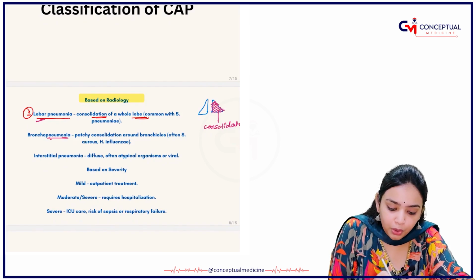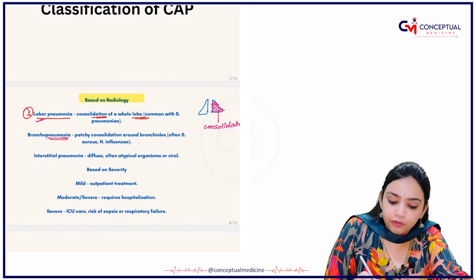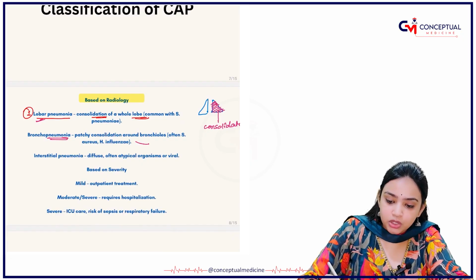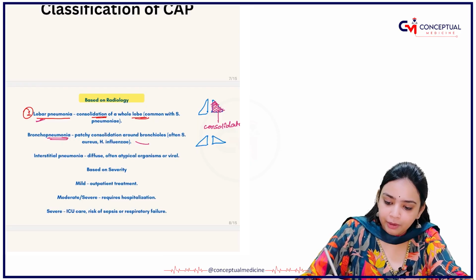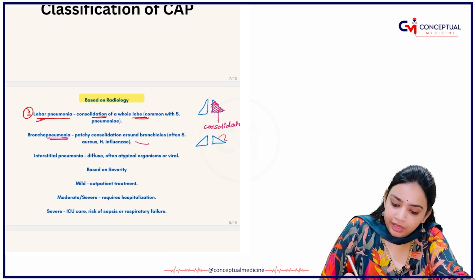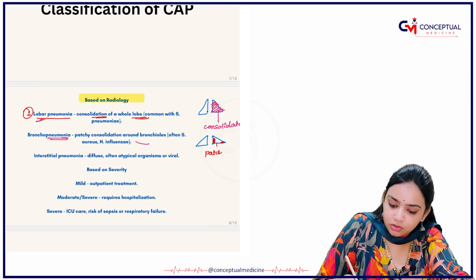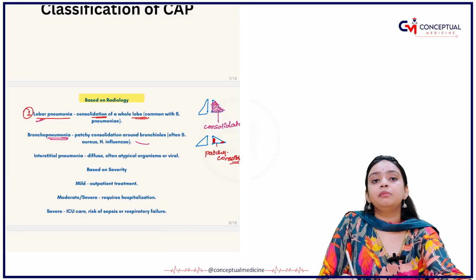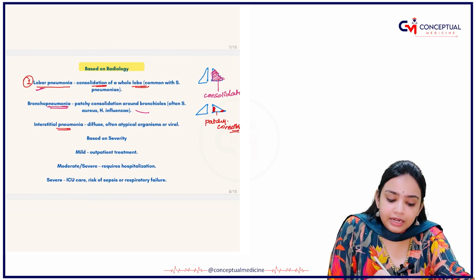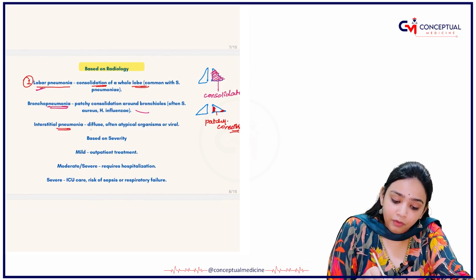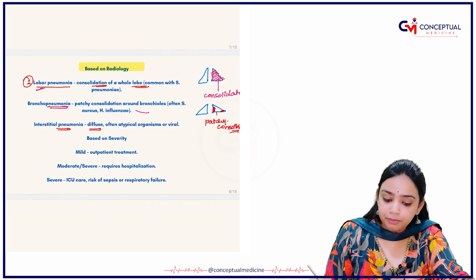Then you have bronchopneumonia. Here you will see patchy consolidation. These are your lungs, boat-shaped lungs you have. So here you will see some patches, either here or there. That is why it is called patchy consolidation, because you will see certain patches of consolidation. Then you have interstitial pneumonia. Here you will see a diffuse pattern.